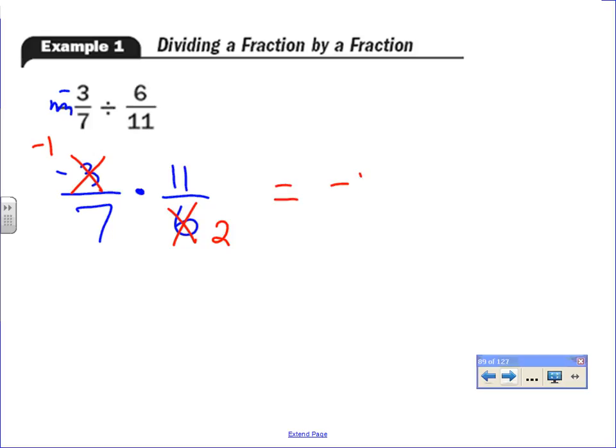Negative 1 times 11 is negative 11. 7 times 2 is 14. The negative at this point can go with either the numerator or denominator or in the middle. Questions on that one? Okay.